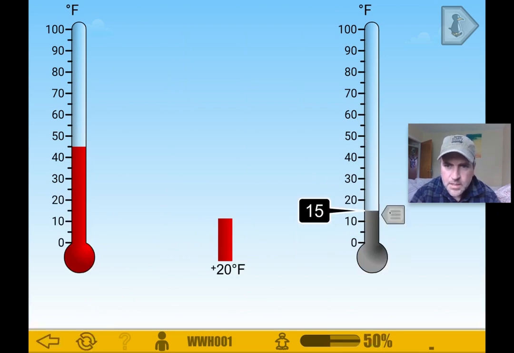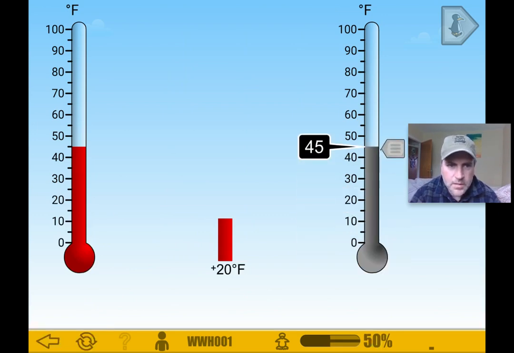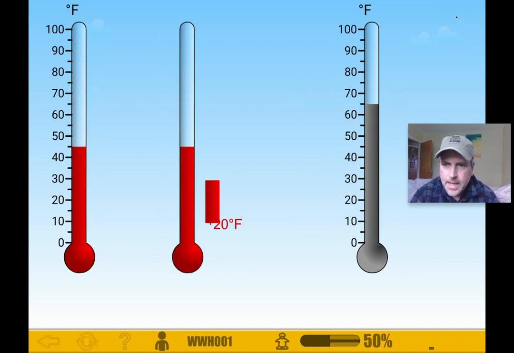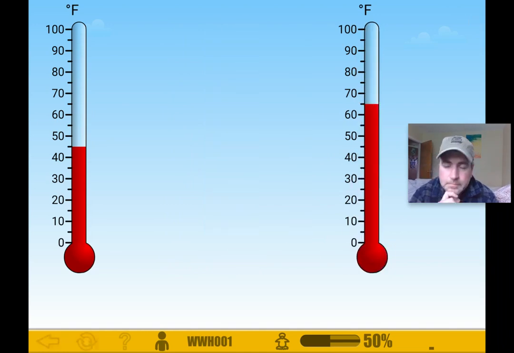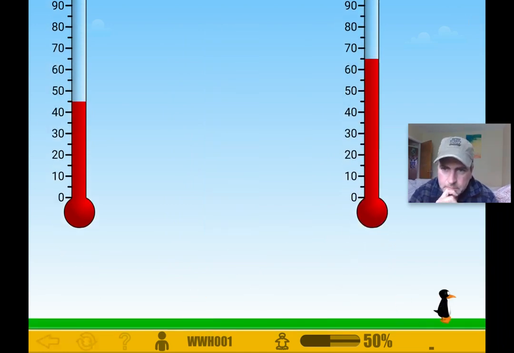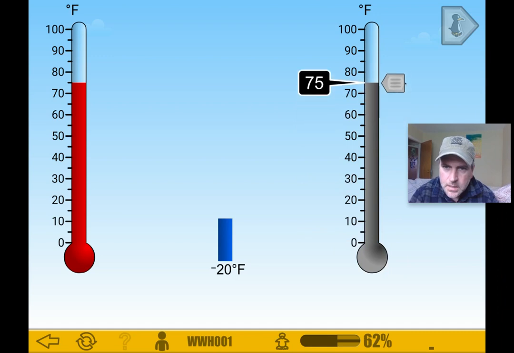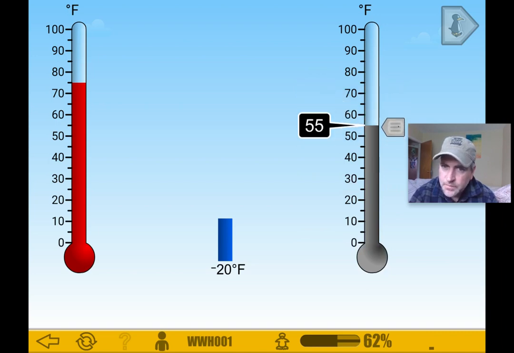So you have to scale. I tried to just click there, but you have to move it. 45 degrees plus 20. 5, 10, 15, 20. 45 plus 20 is 65. There it is. 65. Okay, 75, subtract 20 degrees, or 75 degrees and negative 20 degrees. We are going to be at 50? No, 55.